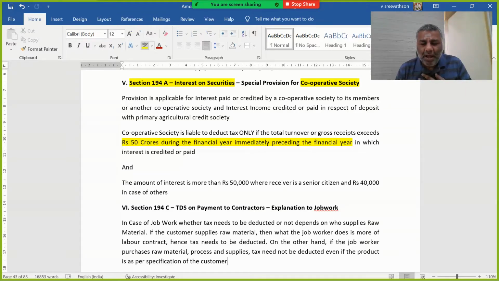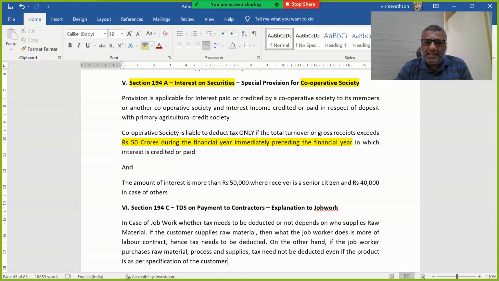So what happens? People try to avoid this TDS by asking the job worker to get the raw material from a sister concern. So the customer is not supplying me the raw material, but the raw material is supplied by a person who is controlled by the customer, a person related to that customer. I buy from them and give it to the customer. So the TDS provisions were not getting involved.